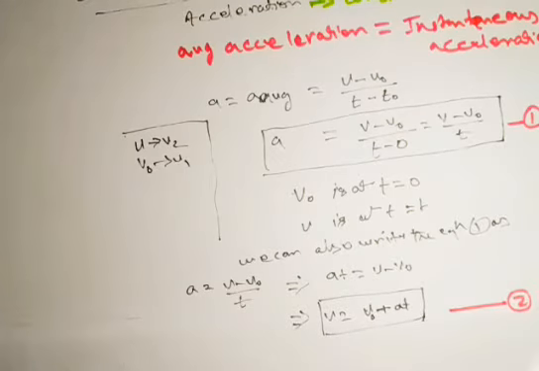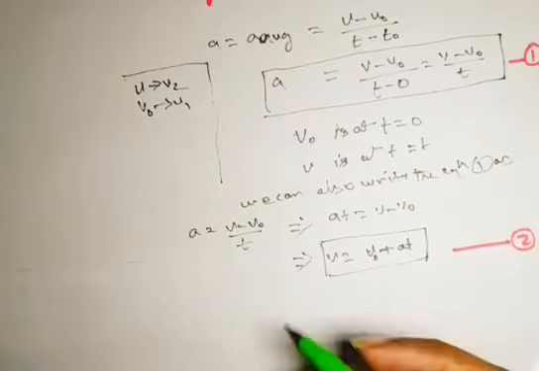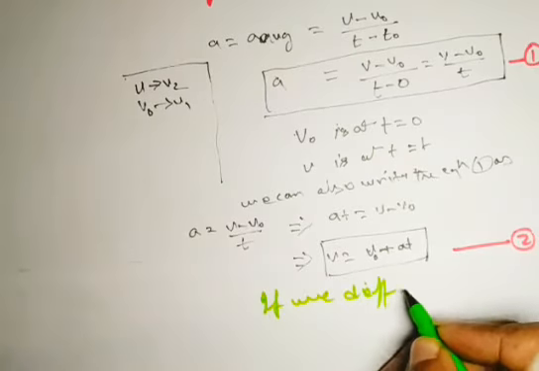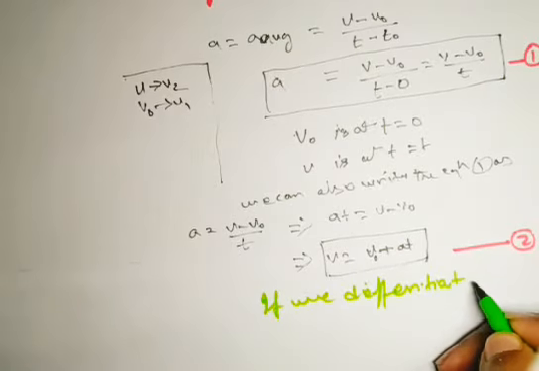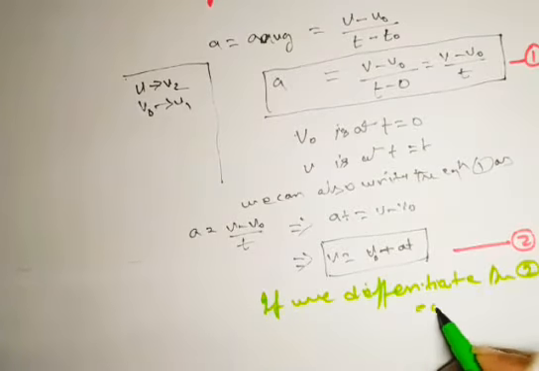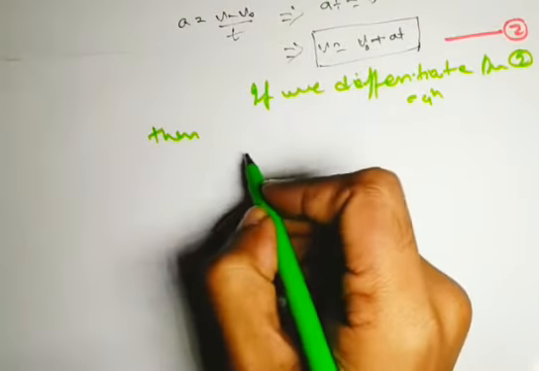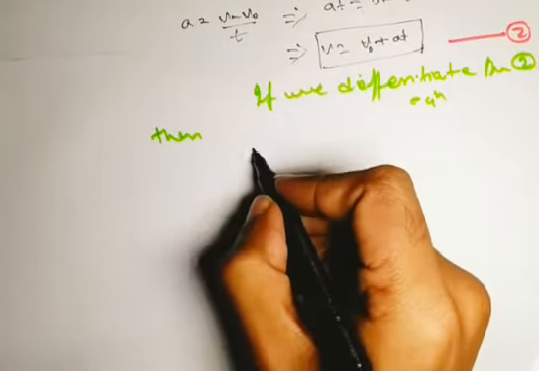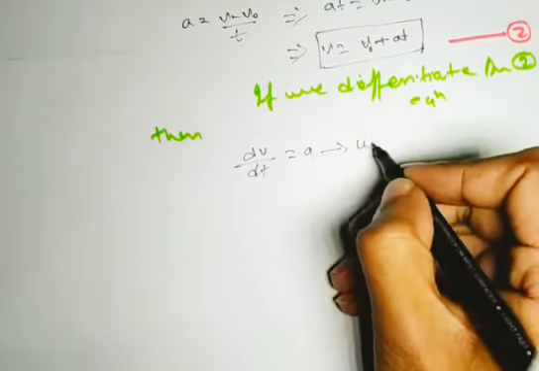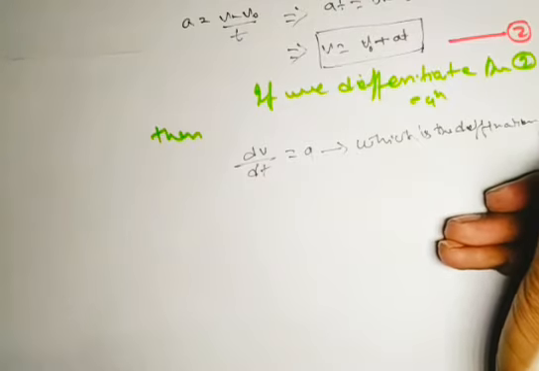Moving on, if we differentiate the second equation, then we can get dv upon dt equal to a, which is the definition of acceleration.